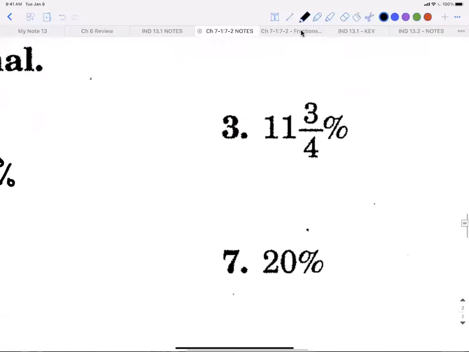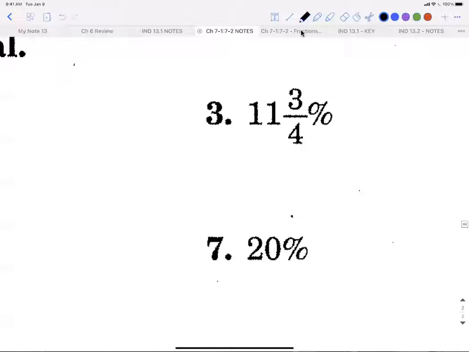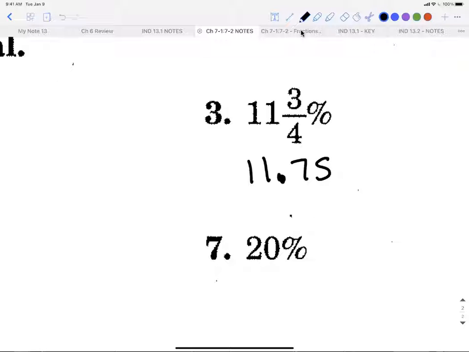Another example of a mixed number. Okay. These are really easy. If we do it the shortcut, the whole number is 11. Put a decimal. How would you express 3/4 as a decimal? 0.75. And if you're not sure, just divide 3 by 4 in your calculator and you'll get 0.75. Now this is still a percent. So I still have to do what? I still have to move the decimal. So my answer is 0.1175. Okay.